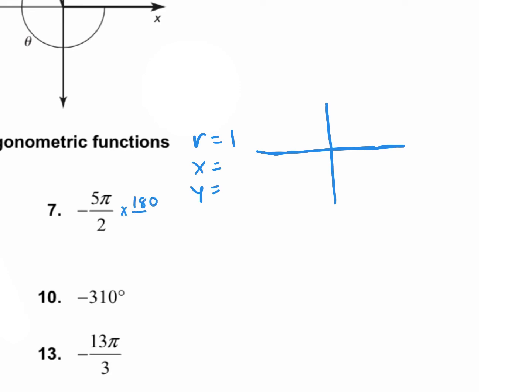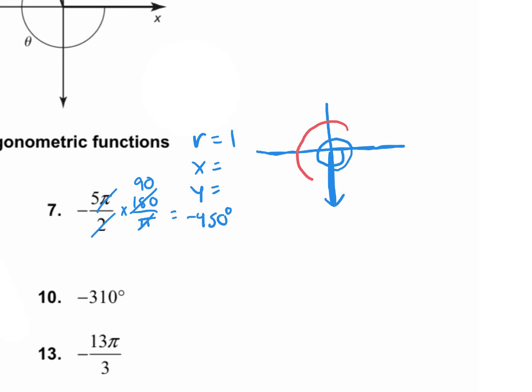Multiply by 180 over pi. So the pi's cancel. So we get negative 5 times 90, which is negative 450. So we're going to go around our circle in the negative direction one time. And how much farther do we have to go? Go around another 90 here. So we are down here.